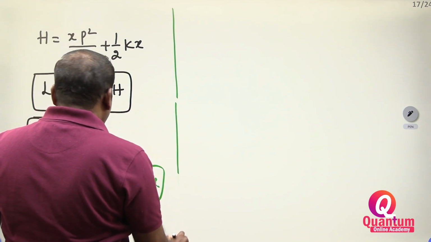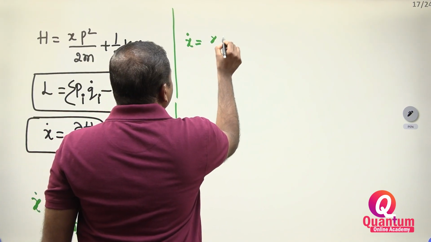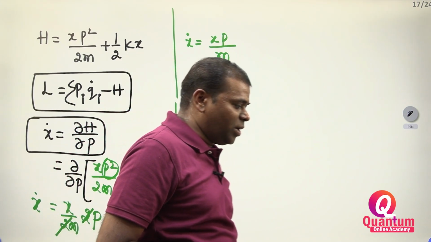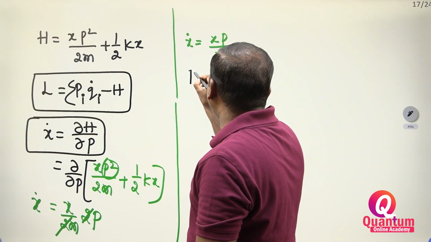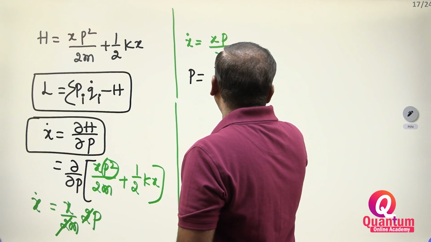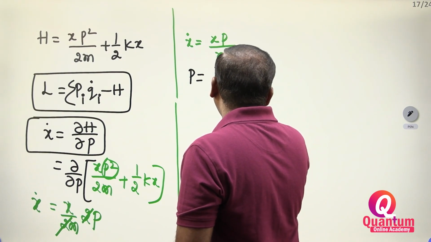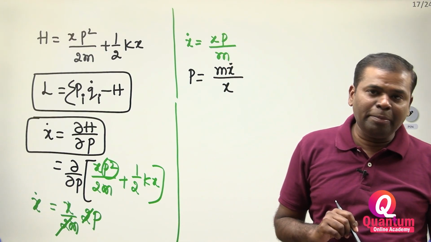What are we getting? ẋ = p/m we are getting. From this you calculate the p value. p = mẋ, that is what we are getting. Clear? p = mẋ.